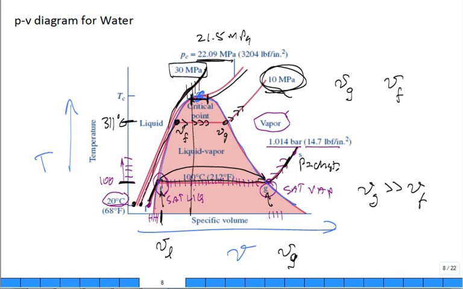V sub G, F and V sub G. It's going to get closer and closer together. And so at the critical point, they're the same. V sub G and V sub F are the same. So you really just slowly lose that distinction of the expansion. Okay.